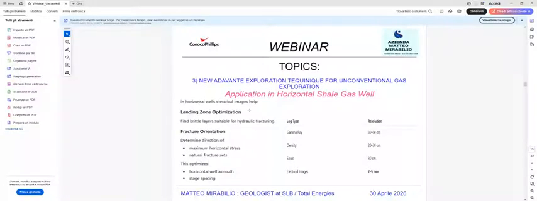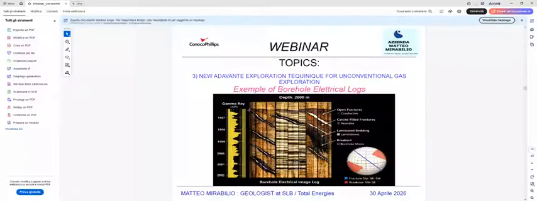The gamma ray has a resolution between 13 and 60 centimeters, and the density is around 20 to 30 centimeters. Sonic logs have a general resolution of 30 centimeters. Today, with the new scanning electrical image, we are improving the resolution to 2 or 5 millimeters. This is an example of applying the new scanning electrical image.